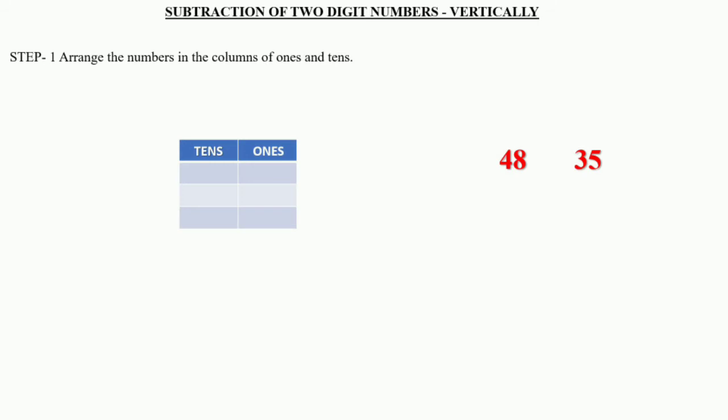So as we have two numbers 48 and 35. Step 1 is arrange the numbers in the columns of ones and tens. At minuend's place, keep the greater one. So which is the greater number? 48 or 35? Yes, 48. So write 4 at tens place and 8 at ones place. Secondly, place the smaller number 35. 3 at tens place and 5 at ones place.